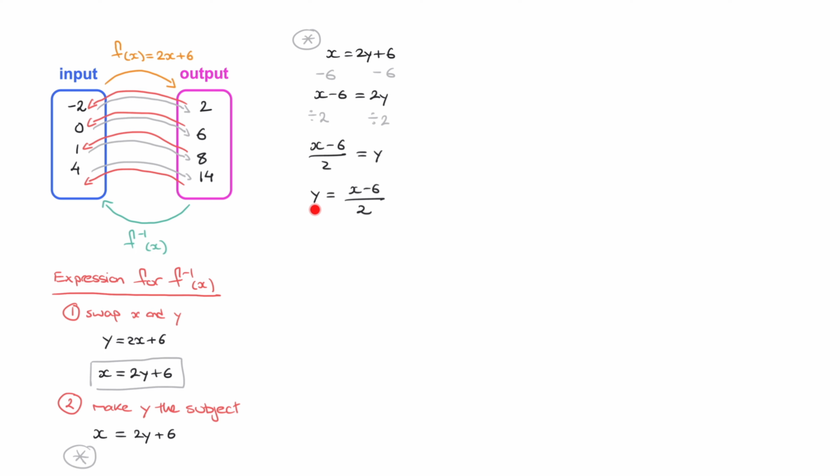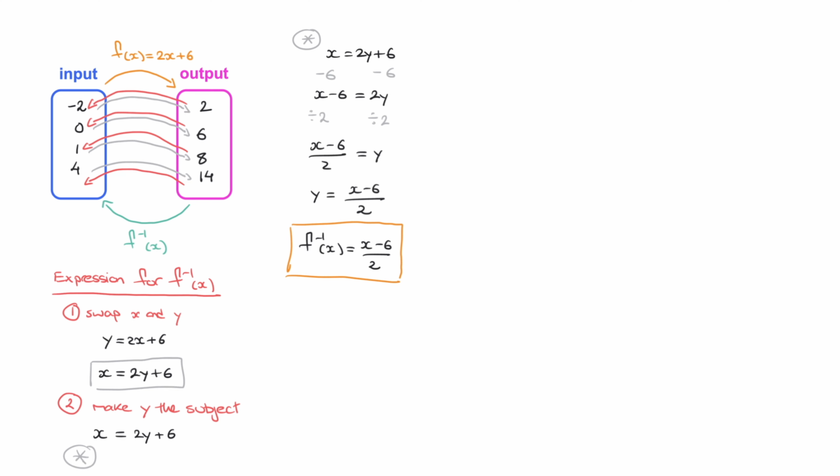This function y equals (x minus 6) over 2 is this function's inverse function. And we could write our final answer as inverse f of x equals (x minus 6) over 2. And I'll go ahead and box that result. There we go. Okay, now just as I said at the beginning, this inverse function should map each of these output values back onto its respective input value.